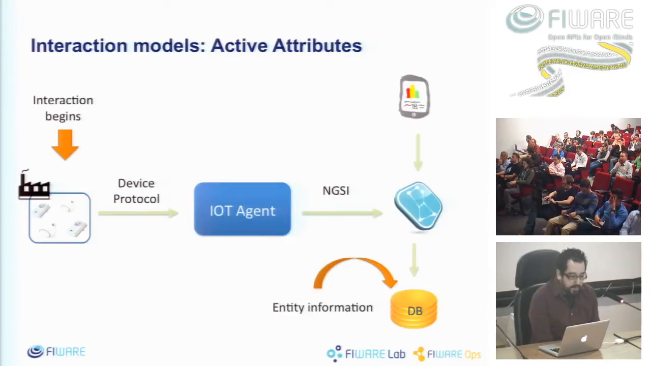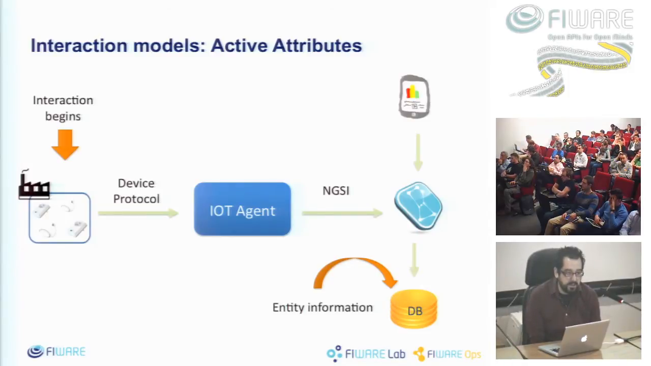There are basically three kinds of interaction models between devices and the IoT agent. The main difference between the three interaction models is where the interaction begins, who begins the interaction, whether it is started by the device itself or it is started by the user, and also where the entity information or the information about the operation resides. The first interaction model is called the active attributes, and they are interactions that begin with an action that the device itself performs.